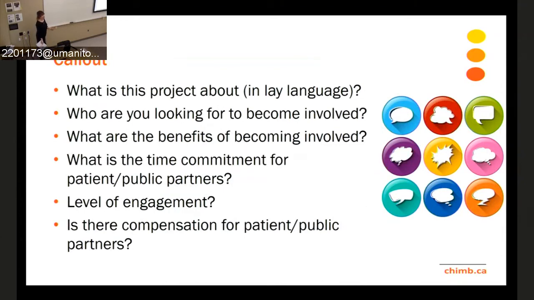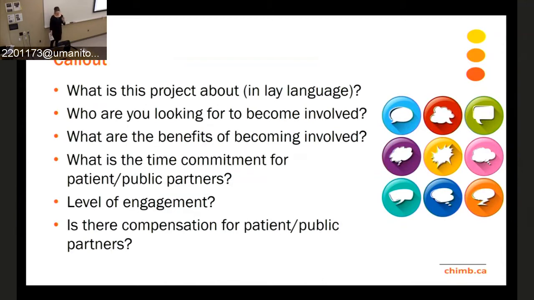What's the time commitment? And when I talk about time commitment, not just the meetings, but think about the prep time that it's going to take to attend these meetings and to contribute fully. Think about if you want them to do some training ahead of time, include that in the time commitment so that you're being completely honest and transparent. What level of engagement are you really looking at? Are we looking at just obtaining feedback, or are we looking at full shared decision making? And then, is there compensation for patient-public partners?